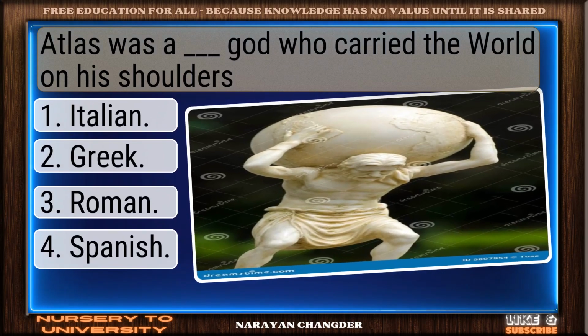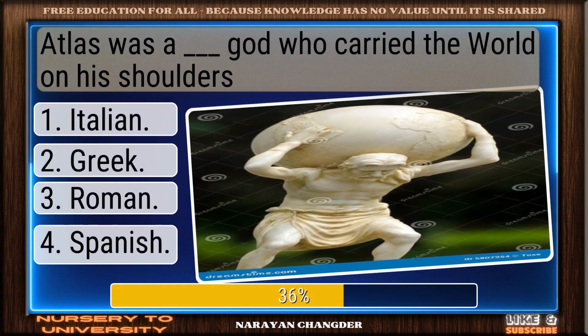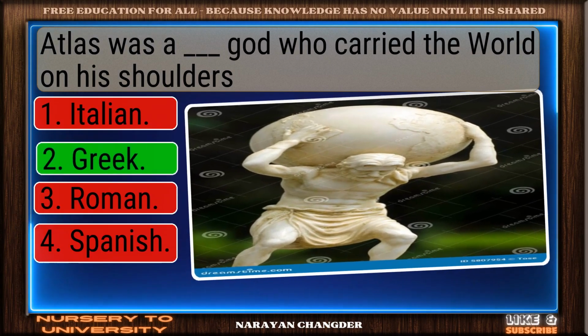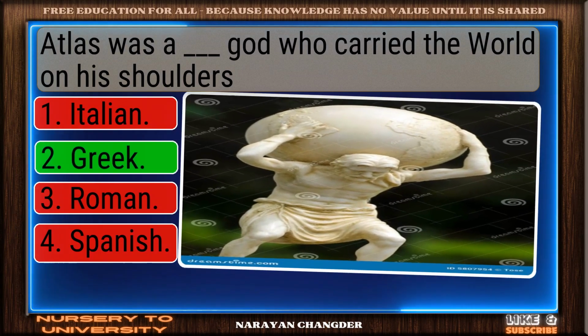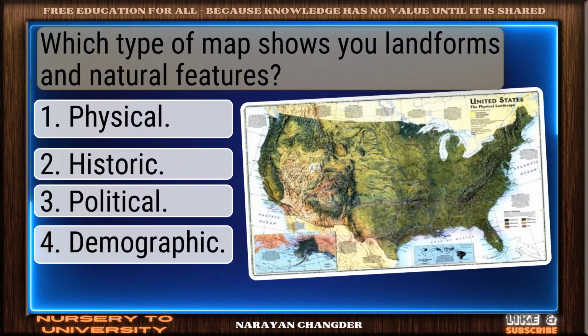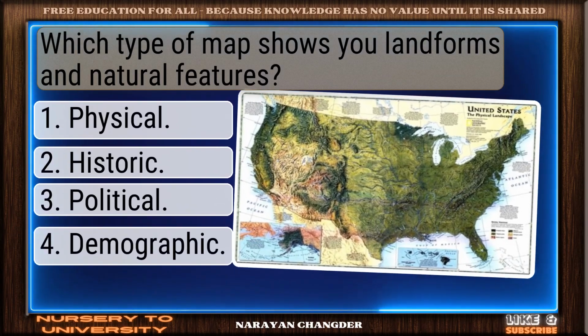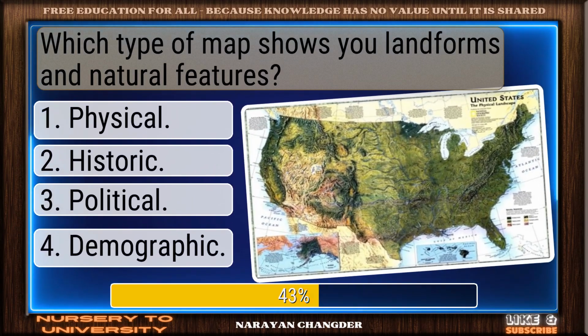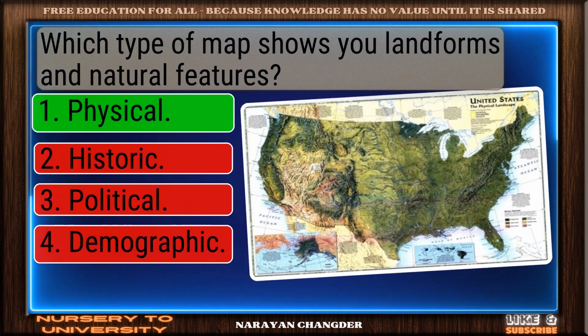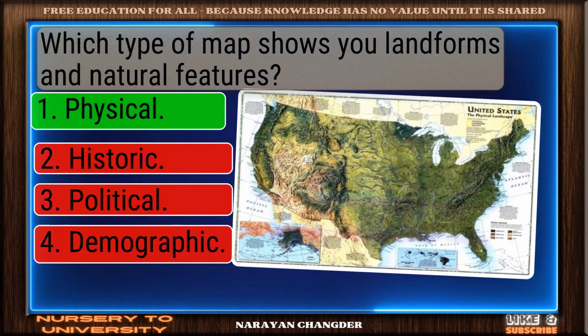Atlas was a dash god who carried the world on his shoulders. Sharp thinking. Greek is the right choice. Which type of map shows you landforms and natural features? You got it. Your choice physical is right.